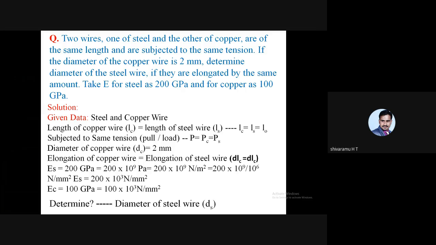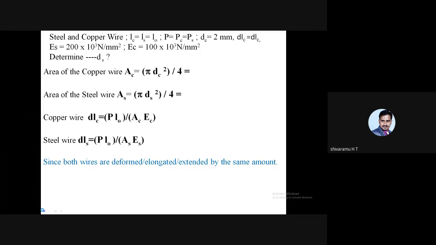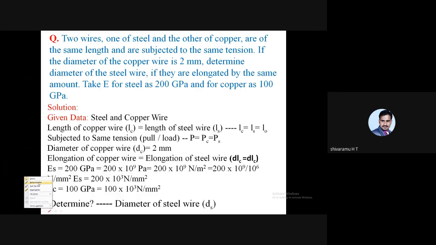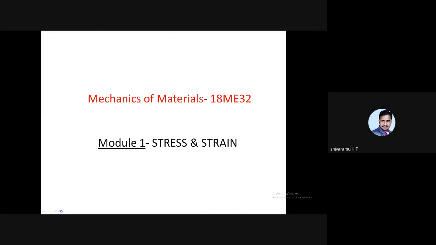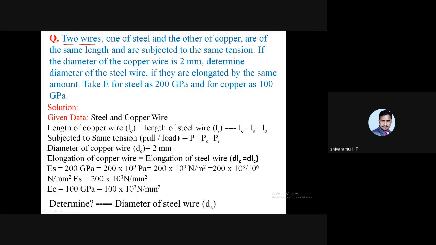Here in the given question there are two wires. One is made with the steel material and the other wire is made with the copper material. So there are two wires, steel as well as copper.